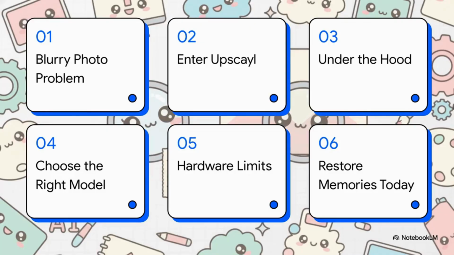So here's our roadmap for today. 1. The blurry photo problem. 2. Enter Upscayl, free and offline. 3. Under the hood. 4. Choosing the right model. 5. Hardware needs and limits. And finally, 6. Restoring your memories today.